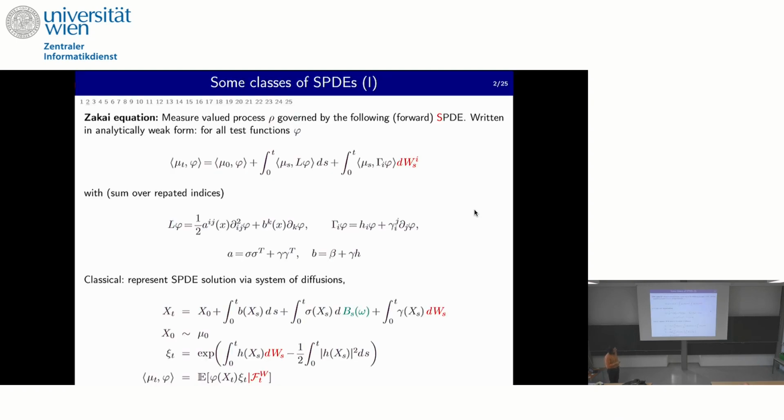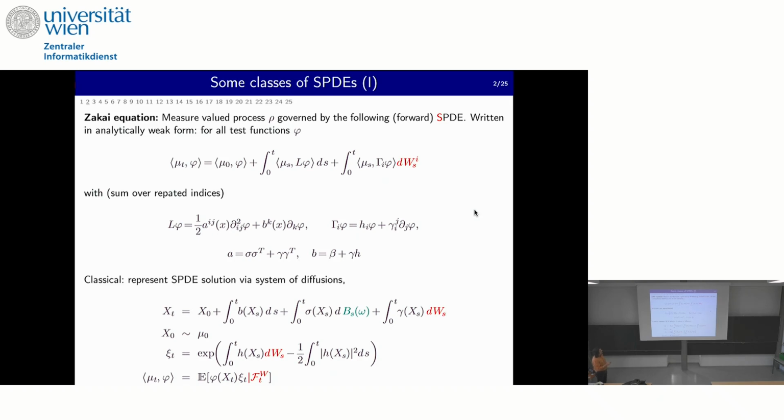All right, so let me start with motivation. Since it's an SPDE meeting, I will start with SPDEs. There's one that's particularly famous: the Zakai equation. It's an SPDE for a measure-valued process. If you hit it with test functions, this is how it looks. Of course, you can write it out using the adjoint in a standard weak analytic form.